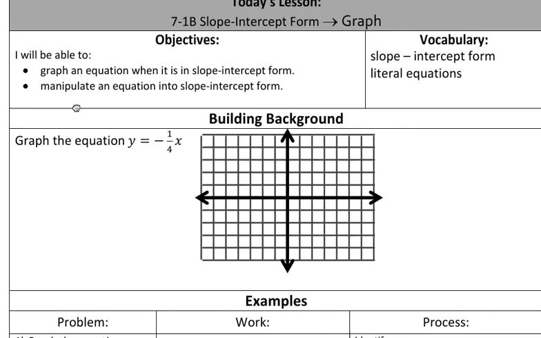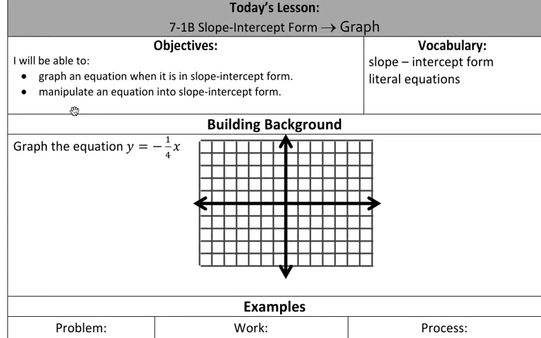Welcome to 7-1 Part B. Today we're going to be going from slope-intercept form to a graph. So today we're going to be able to graph an equation in slope-intercept form and manipulate an equation into slope-intercept form. So slope-intercept form is what we worked with yesterday, the y equals mx plus b.